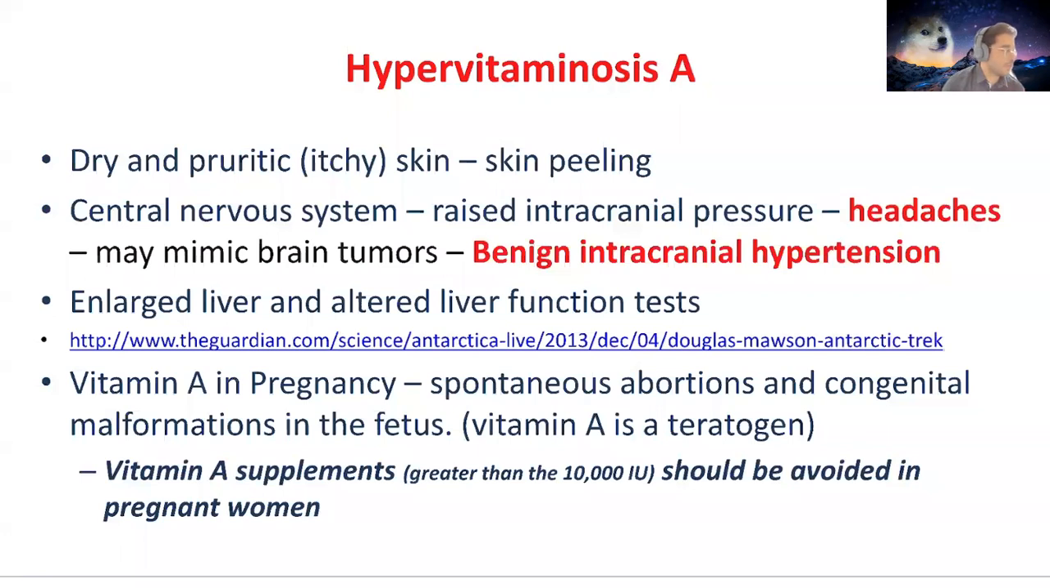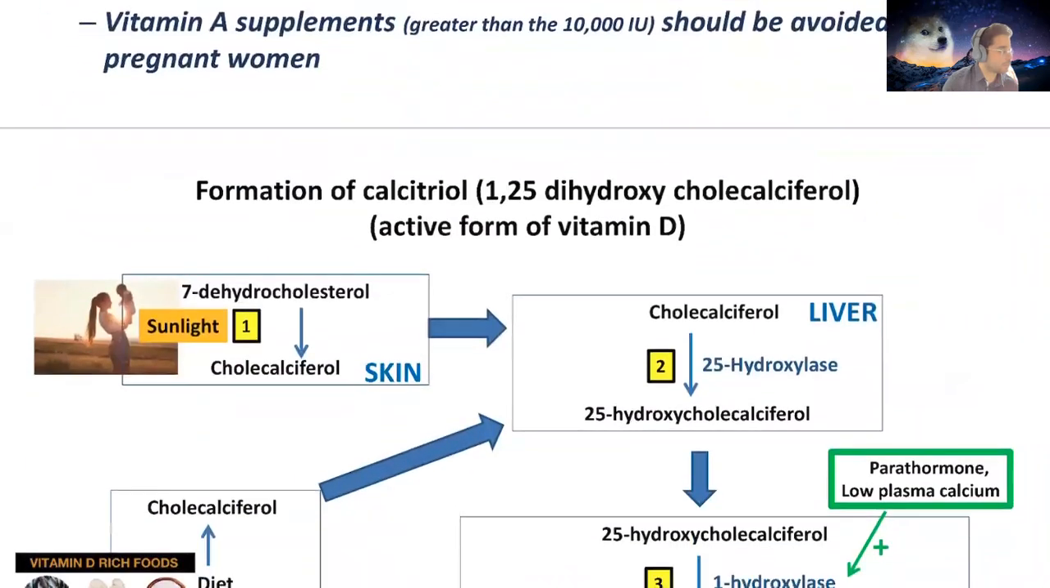Hypervitaminosis A, most often it doesn't happen, but it can cause dry, pruritic, itchy skin. It can be peeling. You can have headaches. You can have benign intracranial hypertension. Obviously, you don't want to give it during pregnancy, like I mentioned, right? It's a teratogen in high levels.